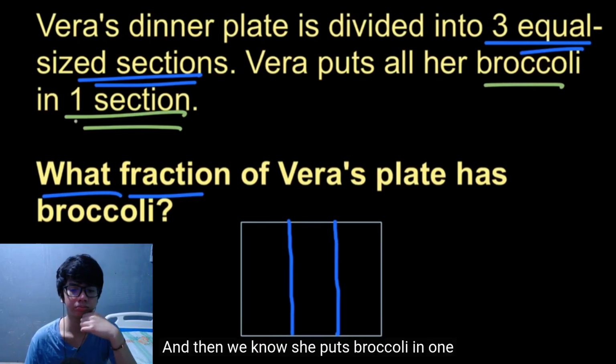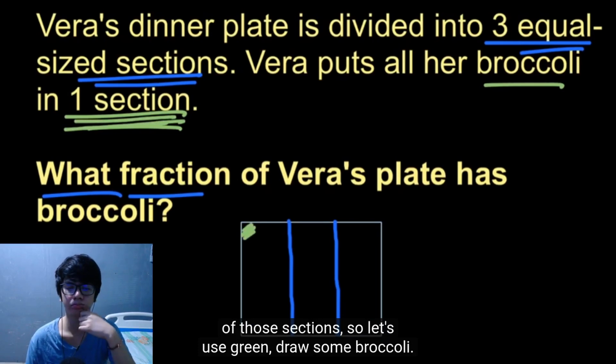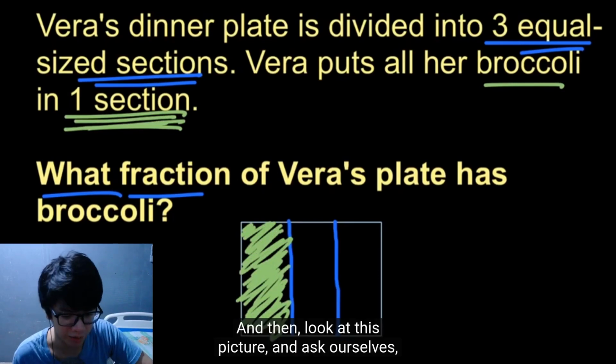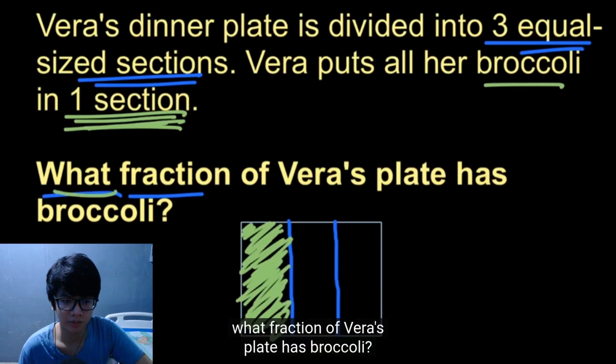And then we know she puts broccoli in one of those sections. So let's use green, draw some broccoli. Broccoli, broccoli, broccoli. And I love broccoli. Then let's look at this picture and ask ourselves what fraction of Vera's plate has broccoli.